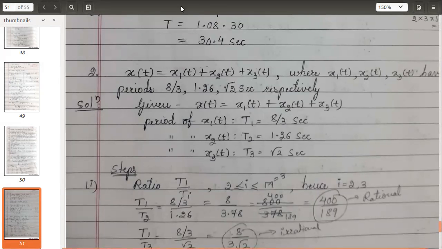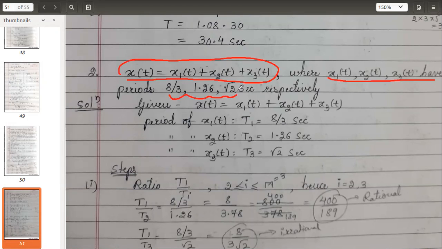No one? Let's see. Farooq, are you there? Yes, ma'am. Farooq, look at question number 2. Read it carefully. What is the question? X of t is a sum of three signals, x1 plus x2 plus x3. Individual signal periods are given as 8/3, 1.2 and √2. So what is the question? Whether the signal is periodic or not.